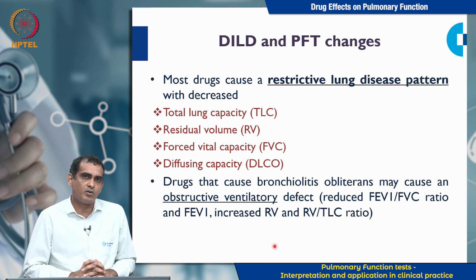They have a restrictive lung disease pattern, but sometimes, rarely, we can have drug-induced lung toxicity affecting bronchioles predominantly. We have bronchiolitis obliterans-like changes. And when we do pulmonary function tests in those individuals, we may not have a restrictive lung disease pattern. We may have an obstructive ventilatory defect in them, where we see reduction in the FEV1/FVC ratio, reduction in FEV1, and then there is increased RV and RV/TLC ratio. These are all changes that we can encounter in drug-induced ILD.